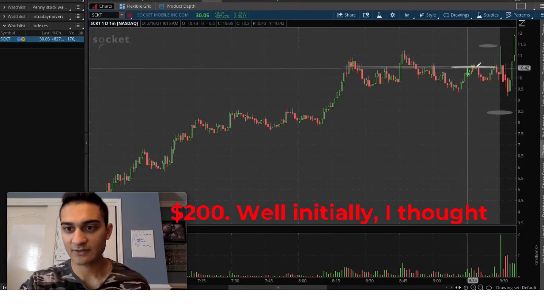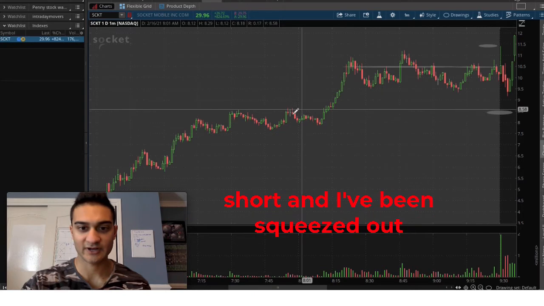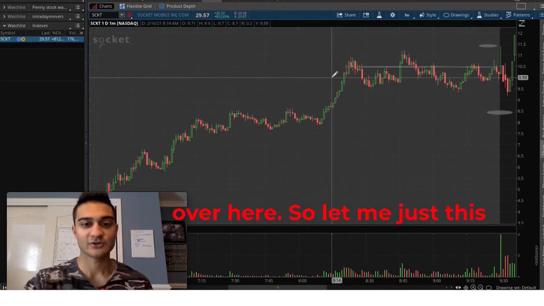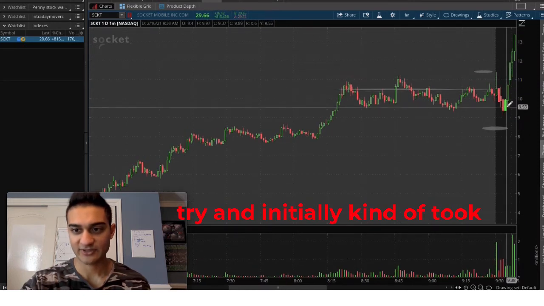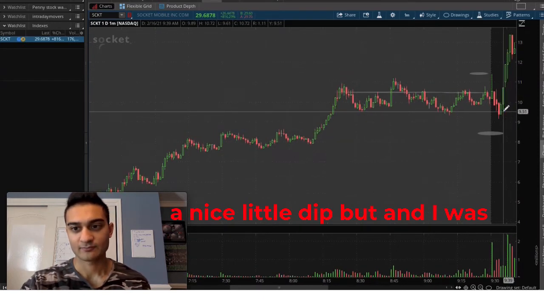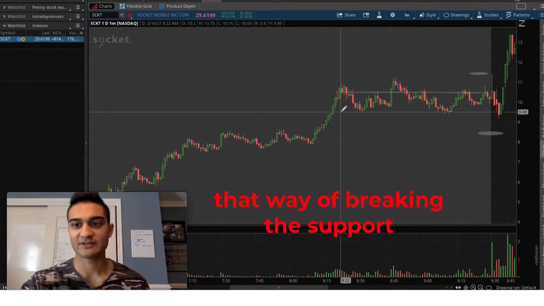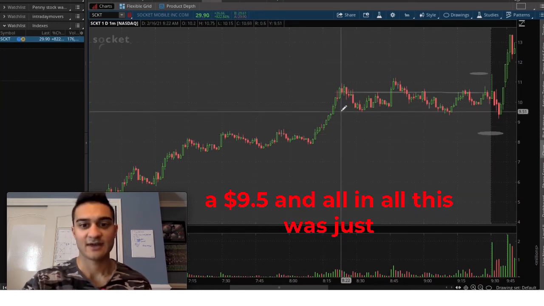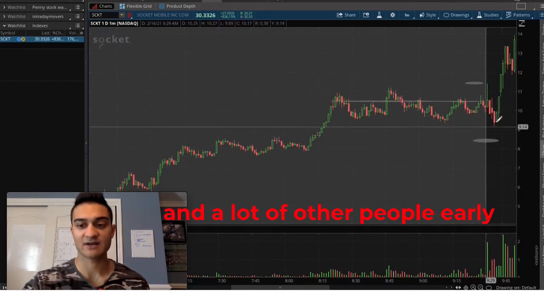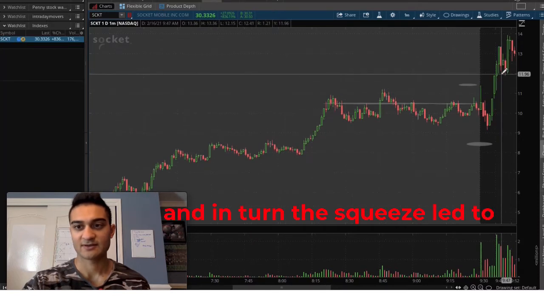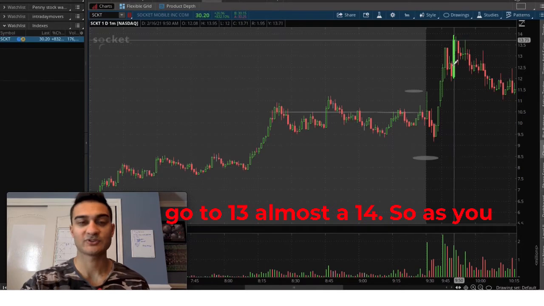Well, initially I thought I was okay. I was getting in here. I've already tried the short and been squeezed out over here, so let me just, this one last time, give it a nice little try. Initially it took a nice little dip, and I was risking up to here, but it never found a way of breaking the support at 9.5. All in all, this was just a bullish stock, and it ended up squeezing me and a lot of other people early. In turn, the squeeze led to 13, almost 14.